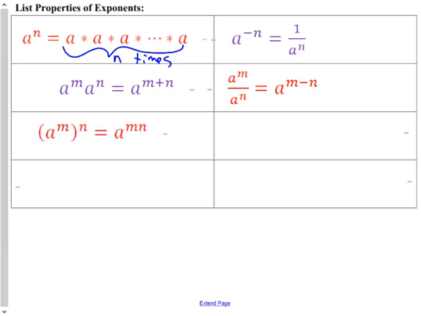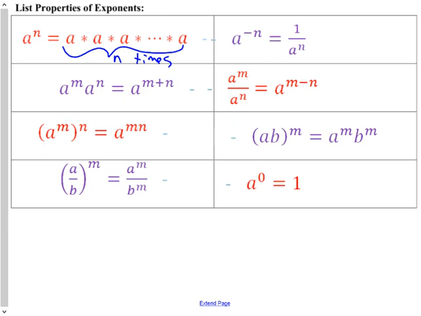Moving on, what if we have a to the n to the nth power? So x squared to the 3rd power means we have 3 groups of x squared. You could just multiply: 2 times 3 is 6. What if we have multiple things inside of the bracket? Both pieces get the exponent, whether it's a fraction or not. And lastly, anything to the 0 power is 1.